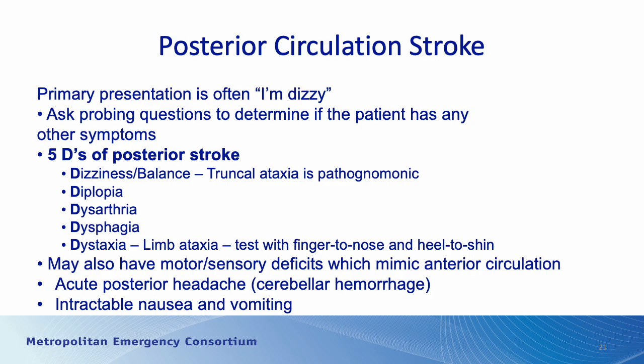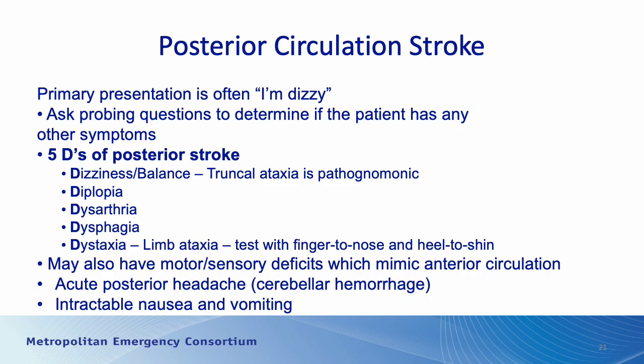But we call it the 5 Ds of posterior stroke. So the back of the brain, and these patients can have dizziness and balance issues. They can have diplopia or double vision. They can have dysarthria. Again, dysarthria is trouble speaking. It's not trouble finding the words. They could have dysphagia or trouble swallowing. So every stroke patient that comes into the hospital has a swallow screen before we give them anything by mouth. They can also have dyspraxia or limb ataxia, which means their coordination is off.